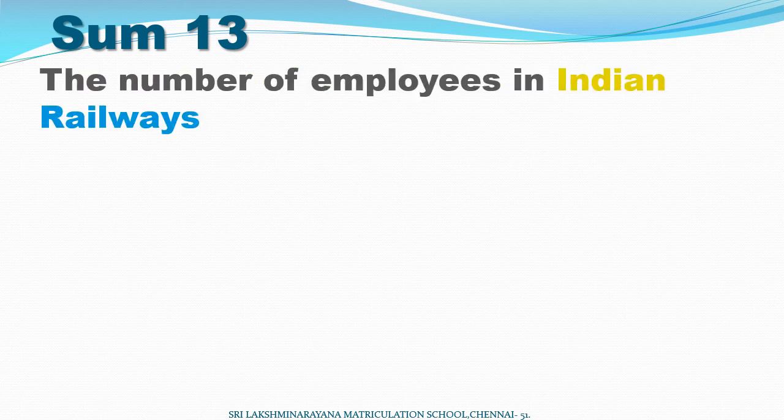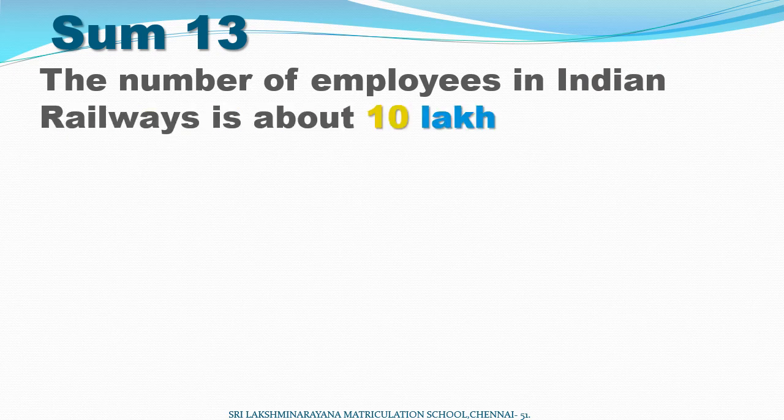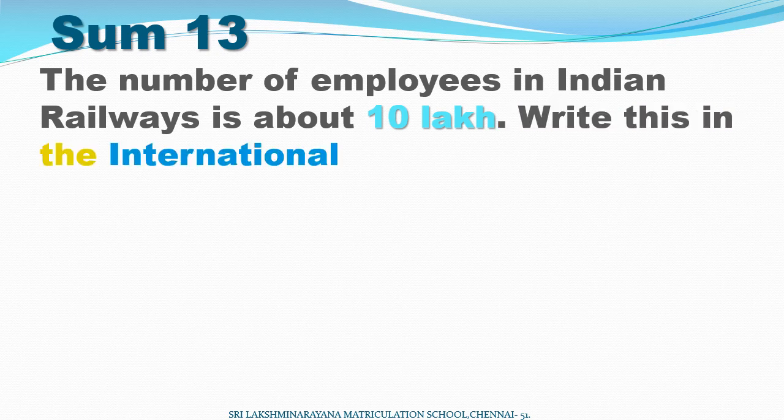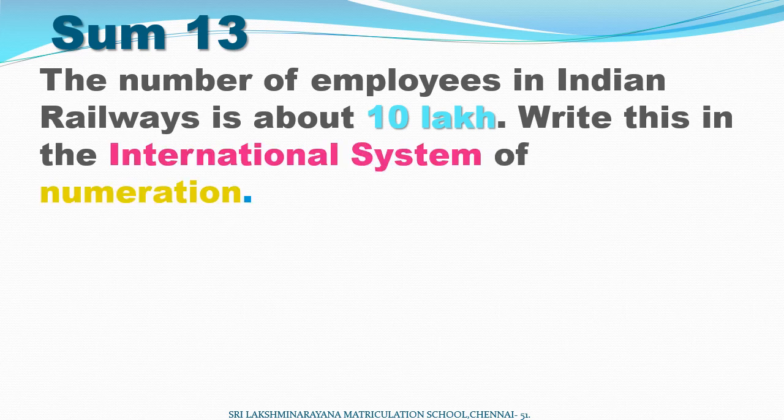This is our last sum of exercise 1.1. The number of employees in Indian Railways is about 10 lakh. It is understood that it is in the Indian system. Write this in the international system. You must write this 10 lakh in the international system.